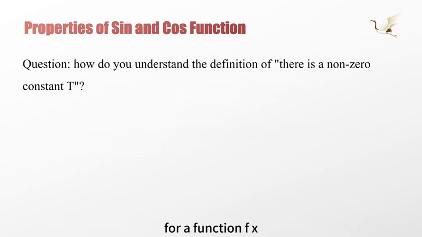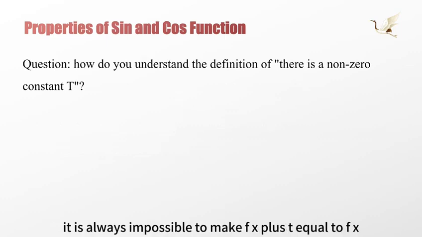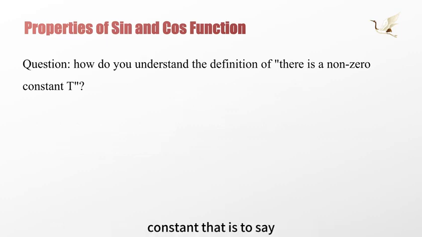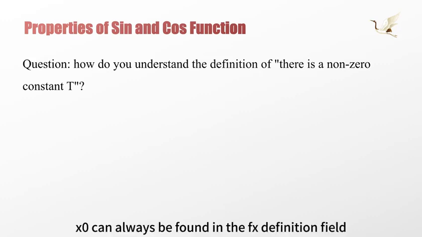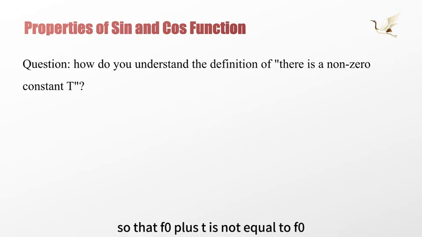For a function f(x), if for any non-zero constant T, it is always impossible to make f(x plus T) equal to f(x), that is to say, such a value x0 can always be found in the domain of f(x), so that f(x0 plus T) is not equal to f(x0). In this case, we say that the function f(x) is not a periodic function.